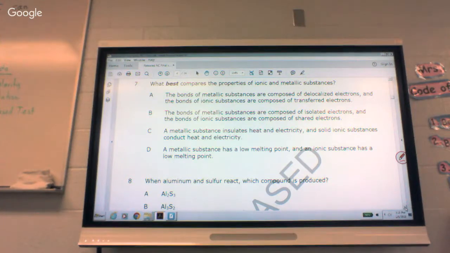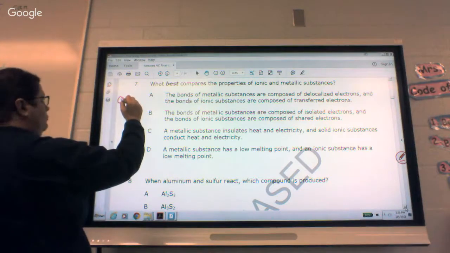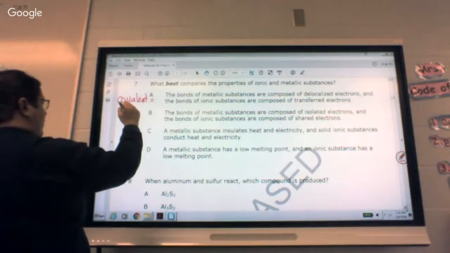What happens in an ionic bond? The electrons do what? They're what? Yeah, that's not what I want. One of them is share. Tell me who shares electrons. Okay, there's part of it. All right, that's at least one bond. All right, so covalent equals shared electrons.